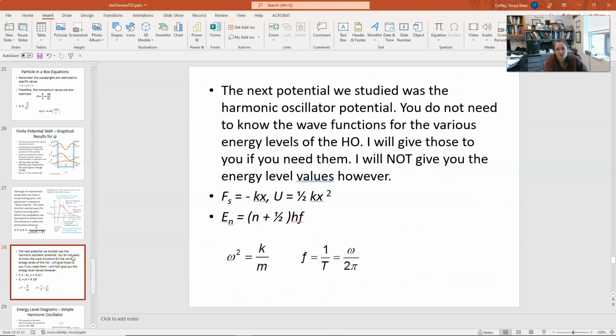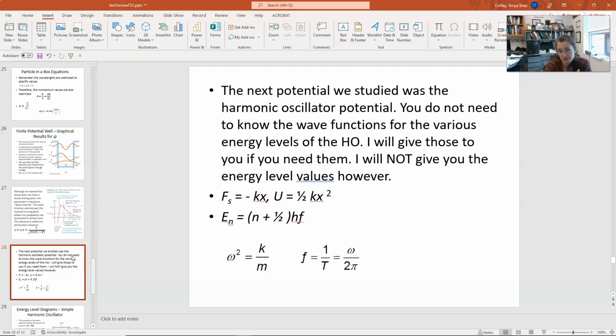Another potential that we studied as a solution to the Schrodinger equation was the harmonic oscillator potential. In this one, instead of a square well, your potential well looks like a parabola. This works well to model things like quantum bonds or atomic bonds. Now, the potential energy for the quantum harmonic oscillator is the same as the simple harmonic oscillator: U is equal to 1/2 kx squared.